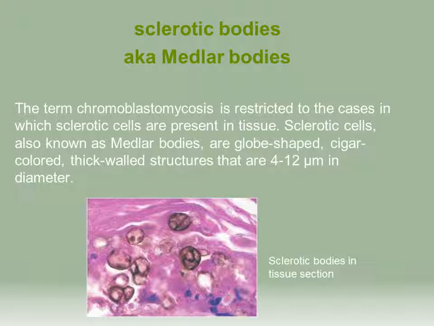Chromoblastomycosis as a diagnosis requires the observation of sclerotic bodies. These sclerotic bodies, or medlar bodies, or sclerotic cells, are globe-shaped, cigar-colored, thick-walled structures, 4 to 12 microns in diameter. And these are seen in tissue sections from the patient, not seen upon culture in the lab.